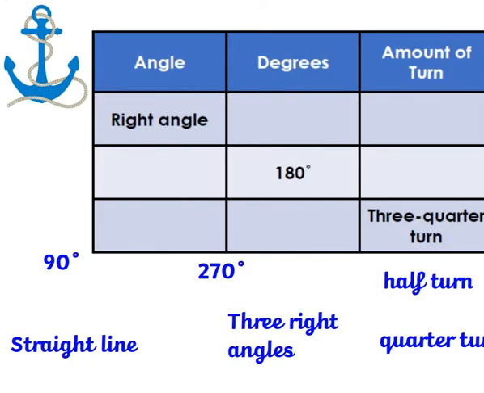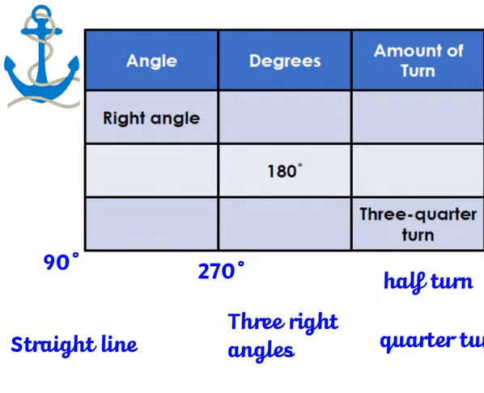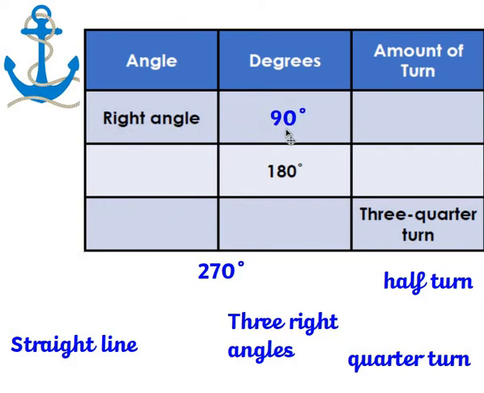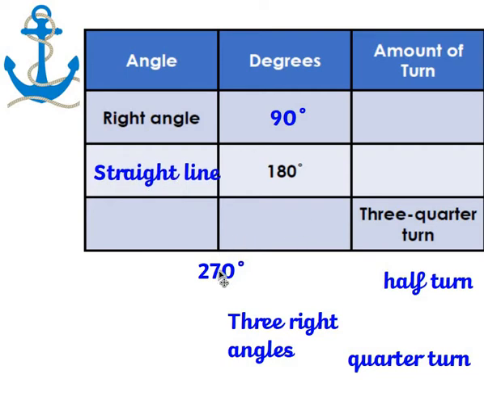So, our anchor question today, we are looking at this table and we have to complete this table with the key vocabulary that is below. So we're thinking about our knowledge. We've got our angle, the number of degrees and the amount of turn. Thinking about it, our right angle we know is 90 degrees. 180 degrees, we know that that is a straight line. And we've got 1 degree left, so that must go there. And we know that is correct because 270 degrees is a 3/4 turn.